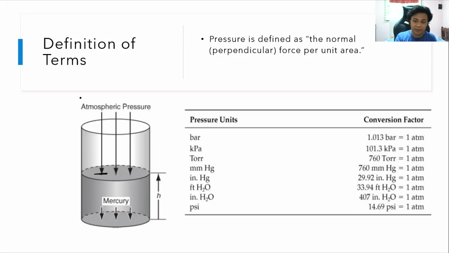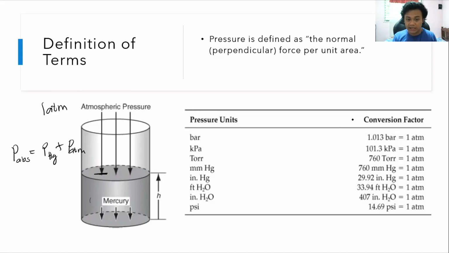So we have the atmospheric pressure, which if you are at sea level, you have 1 atm, and then if you have a liquid here, for example mercury, it will also contribute a pressure on its own. So if you add that, the total pressure now will be named the absolute pressure, contributed by the mercury and contributed by the atmosphere.